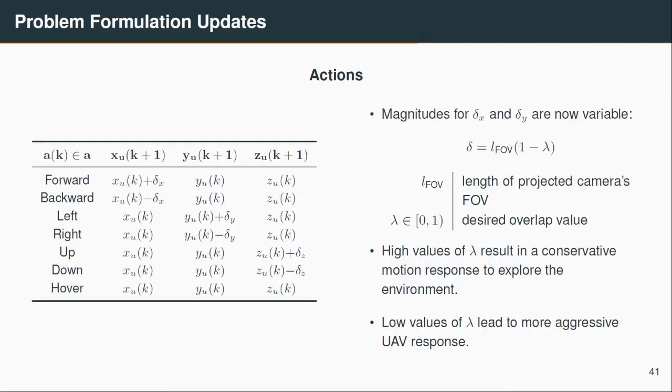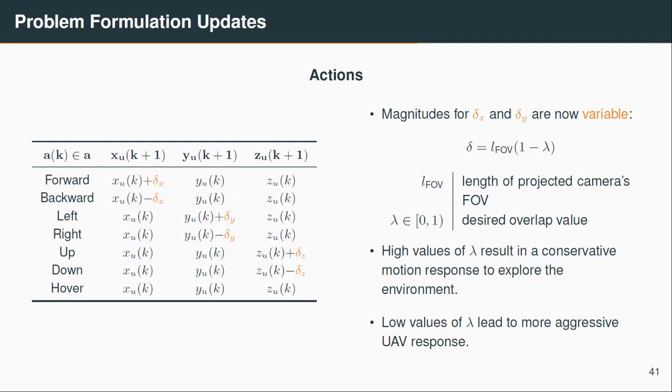From now on, I'm just going to explain the updates to the previous problem formulation that applies for navigation in outdoor environments. So regarding our set of actions, the values of delta are now variable, because when we explore in outdoor environments, we expect the UAV to fly at different altitudes. And if we always have a constant value of our delta, these actions might not be efficient at all. For this reason, delta now is defined using this equation that essentially depends on the camera's projected field of view, so we can understand what is the footprint of the field of view, and also our desired overlap value.